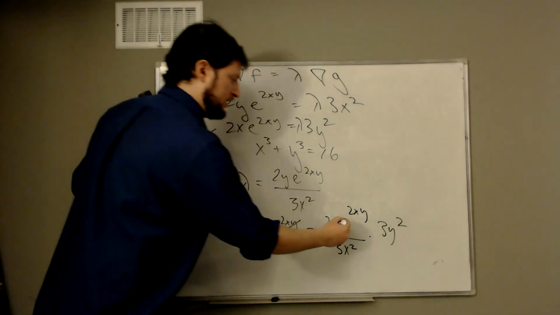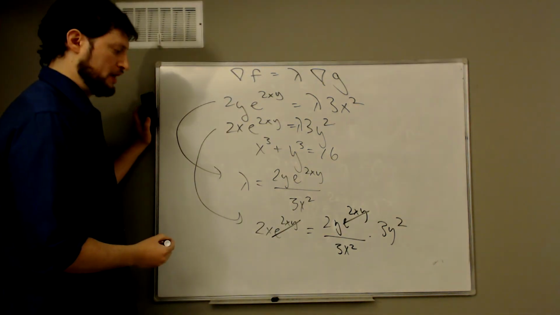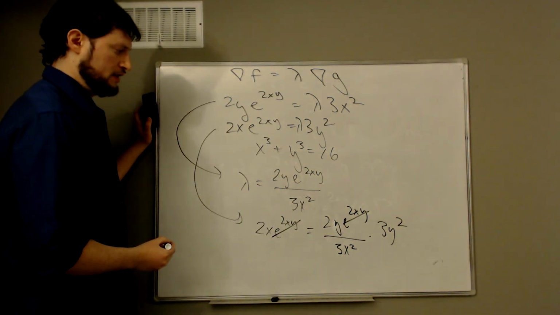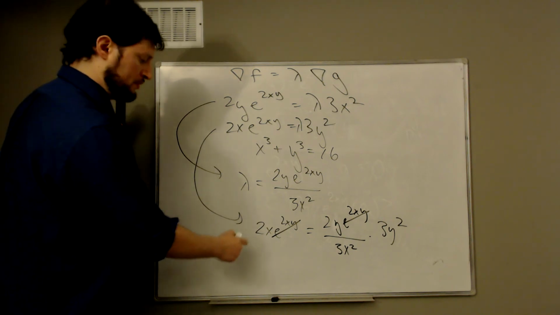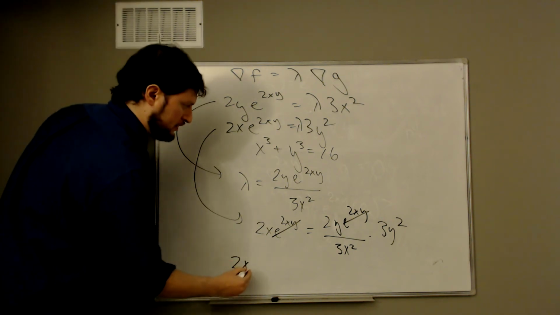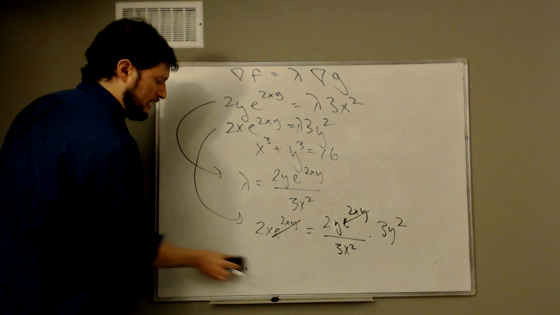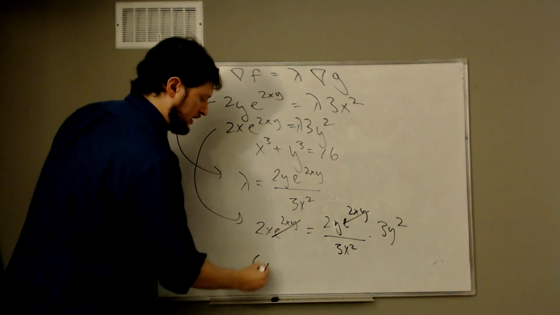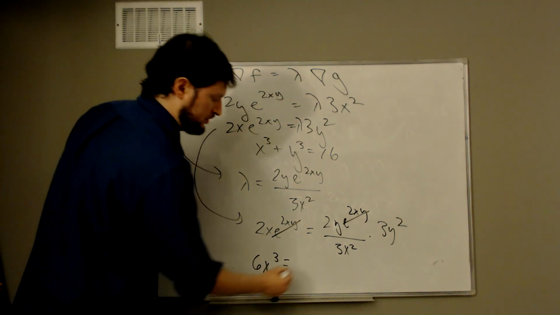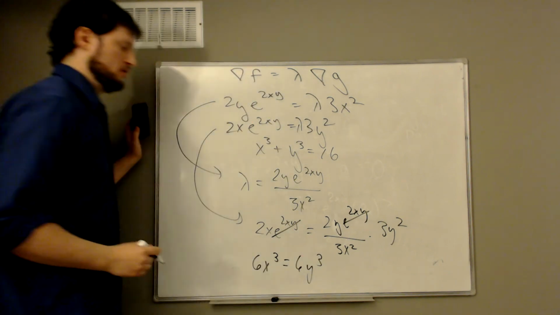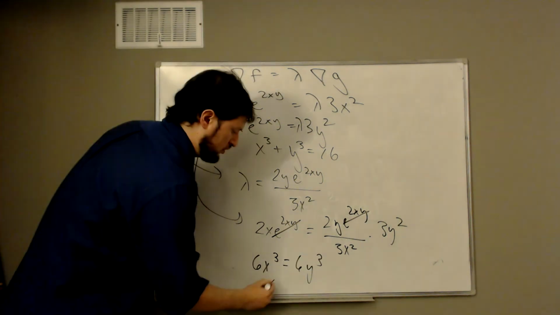Our 2x e to the 2xy is going to cancel out of both sides. And this then will simplify to 2x. Actually, let me bring the 3x squared up to the left. And I get 6x cubed is equal to 6y cubed. Well, that's great. That tells me that x cubed is y cubed.